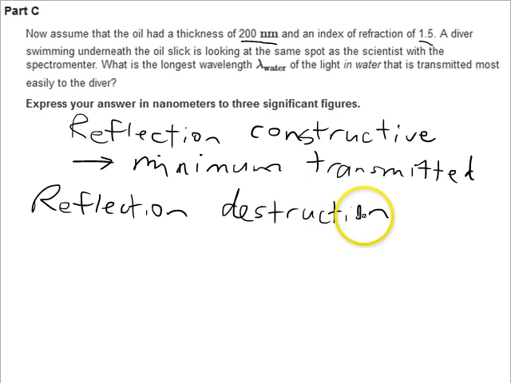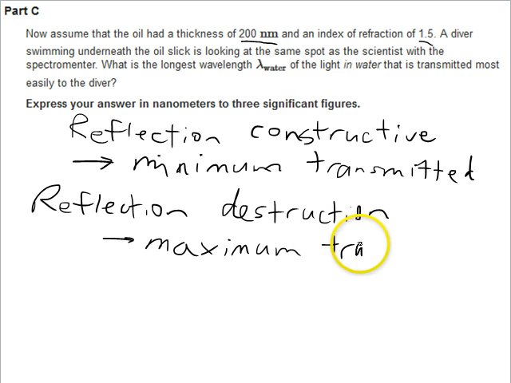You have this little slick. If it's reflecting a lot of light, that means it's not transmitting very much. But if it's not reflecting very much, where does that energy go? It gets transmitted down into the water. And so you're looking now for destructive interference on the reflection.